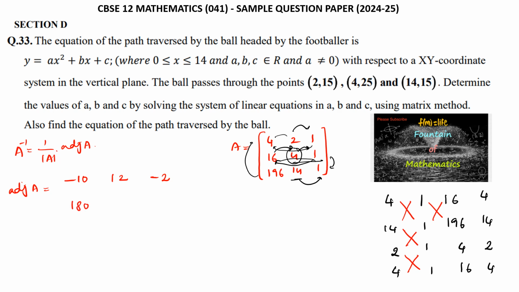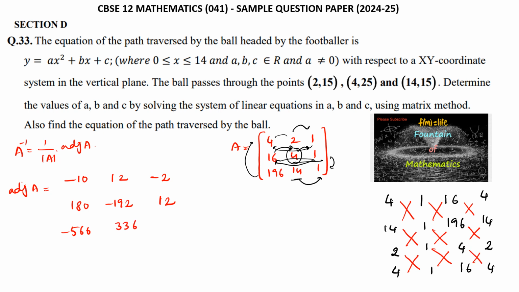And next, 1 4s are 4 minus 196, that is minus 192. So let us write minus 192. And here 16 minus 4 is 12. So second row completed, and third row: 16 into 14 minus 196 into 4. This calculation we can get minus 560. And here 196 into 2 minus 14 into 4, the calculation comes to 336.